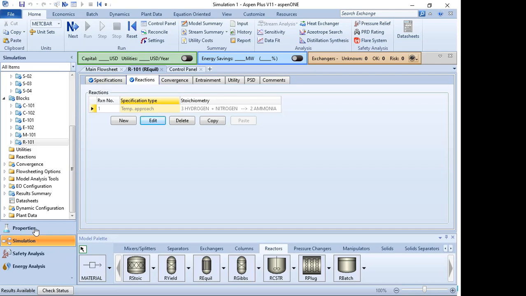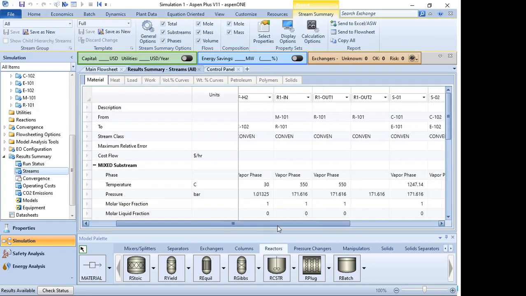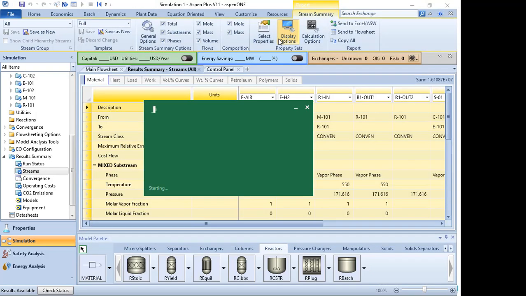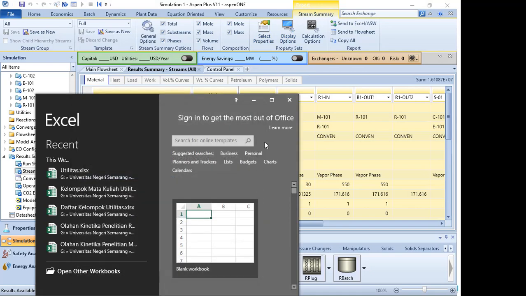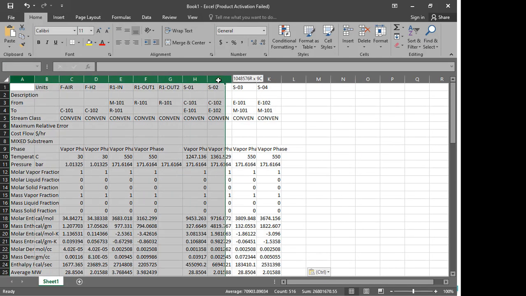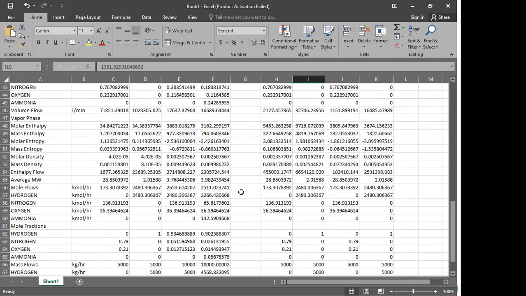Okay, results available. You can check the result in the result summary, and then from the stream in here, you can copy the information to Excel by clicking the corner on the left and copy all, and then you can open Excel and paste. The stream is shown in this Excel.